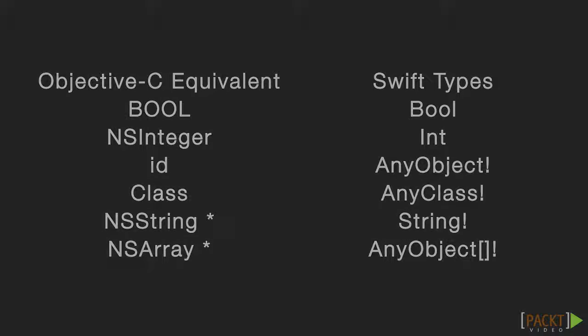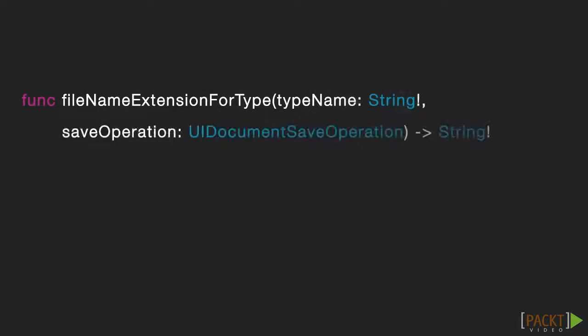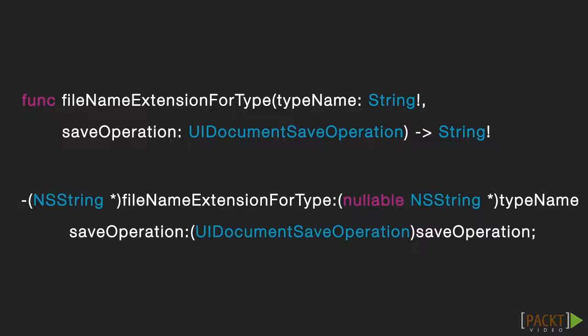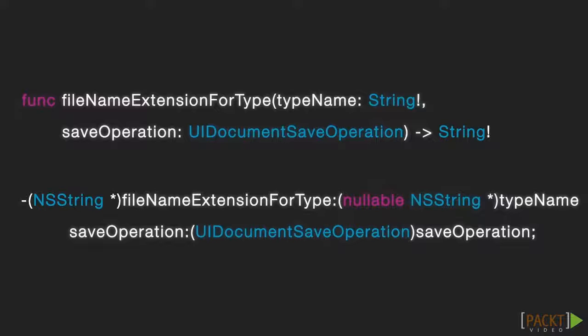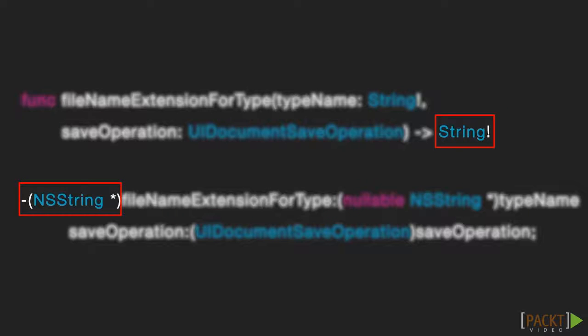Methods are a little less straightforward. Here we have a Swift method, filenameExtension(forType:), and again the same method in Objective-C. Although the syntax is quite a bit different, we can see that these are clearly the same methods. Here, the name for our method is the same, along with the first and second labels and their types. And we have our return types.